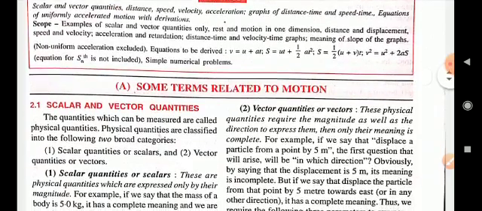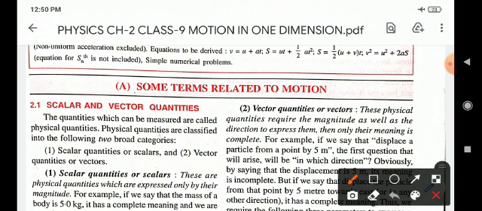Children, what is a scalar and a vector quantity? The quantities which can be measured are called physical quantities. Physical quantities are classified into the following two broad categories: number one, scalar quantities or scalars, and number two, vector quantities or vectors.